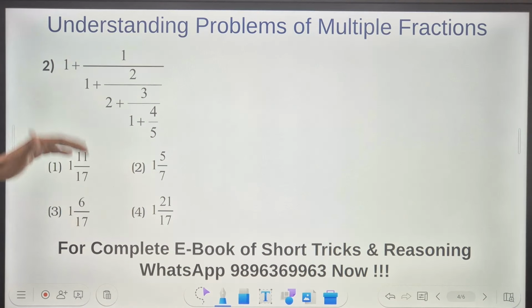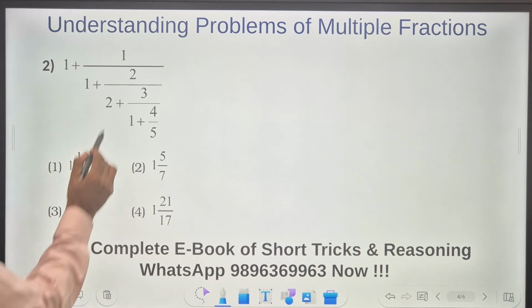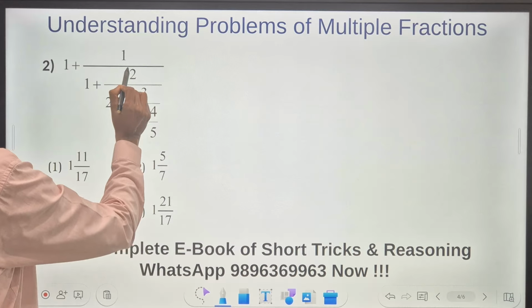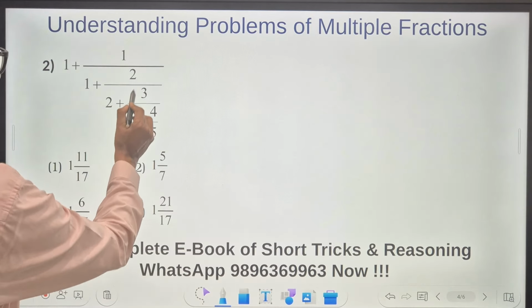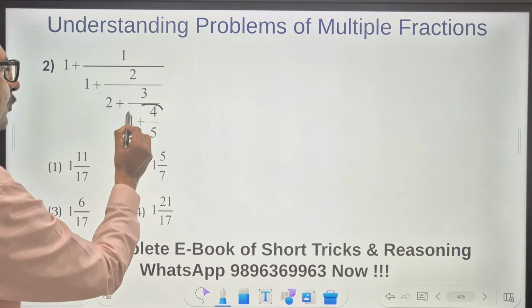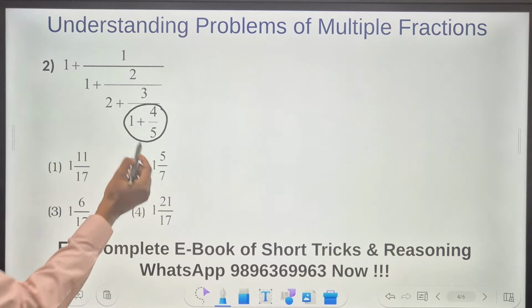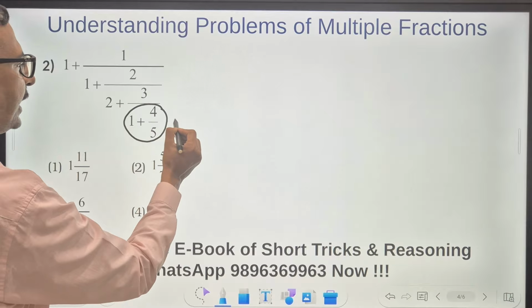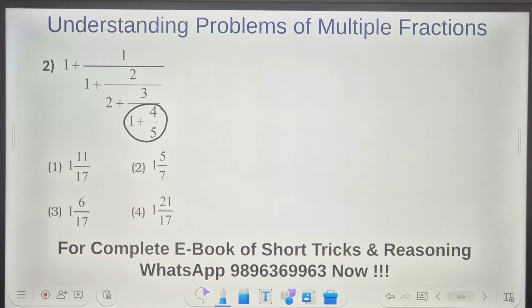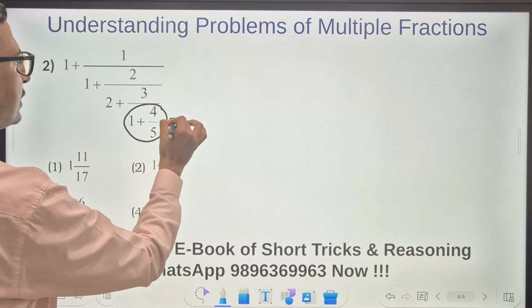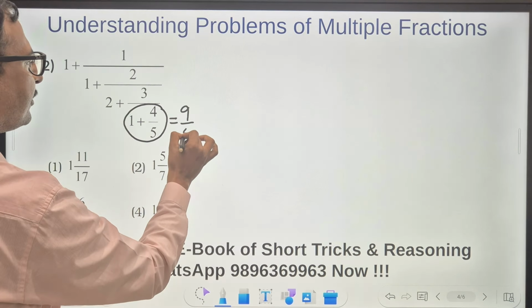Let's see another one. Now here the difference between the previous question and this question is, here you have 3 upon, 2 upon and then 1 upon. So there are different numbers. Now the flipping is going to work, but you have to be a little careful because there is a numerator here, 3. So if I do 1 plus 4 by 5, I know the rule, right? 4 plus 5, 9. So this gives me a 9 there, and the denominator is going to stay as 5 only. So this becomes 9 upon 5.